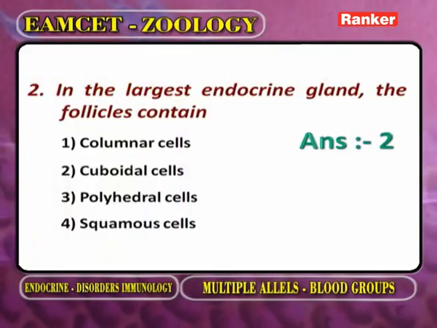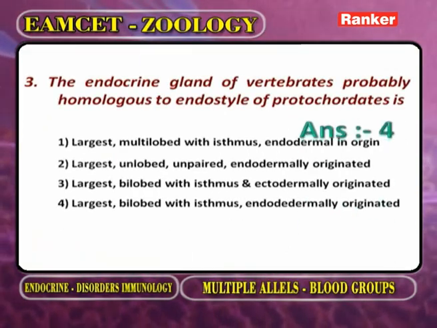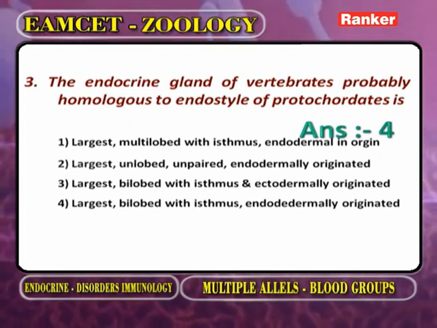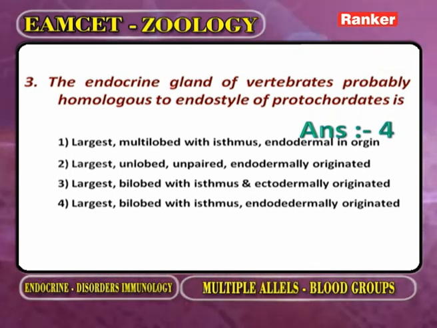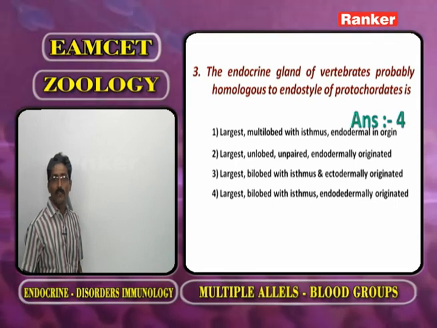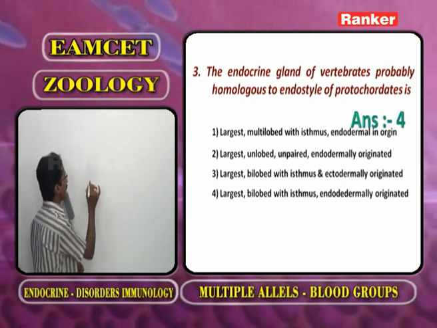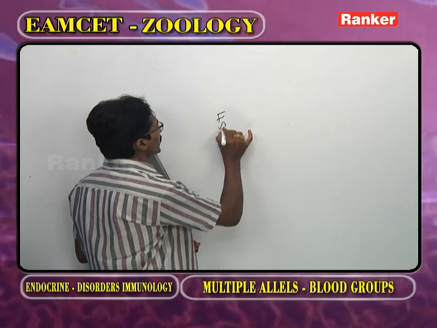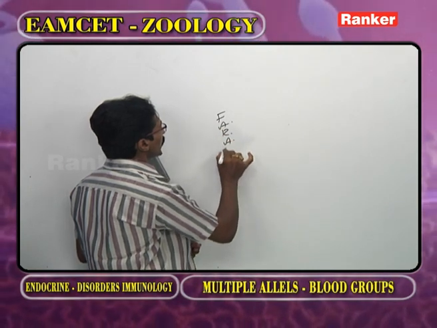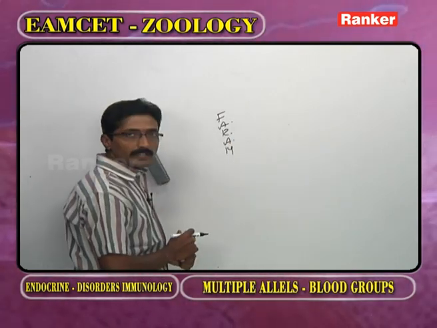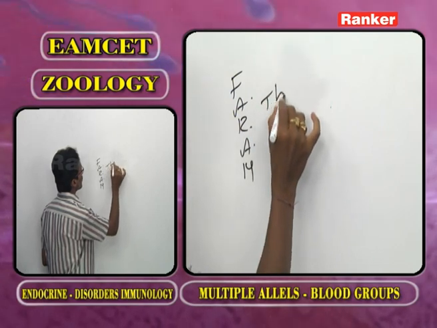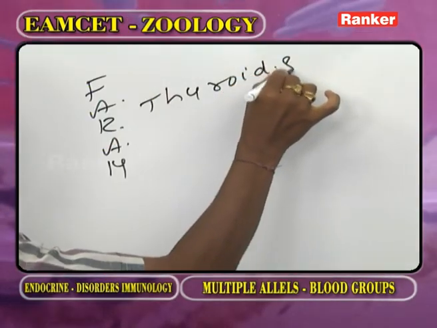Now the next question. The endocrine gland of vertebrates probably homologous to endostyle of protochordates. Again you have to observe the question. The endocrine gland of vertebrates. What are the vertebrates? We know very well. The fishes, amphibians, reptiles, aves, mammals, including the man. All these are the vertebrates. In the vertebrates body, what is present? The thyroid gland is present.